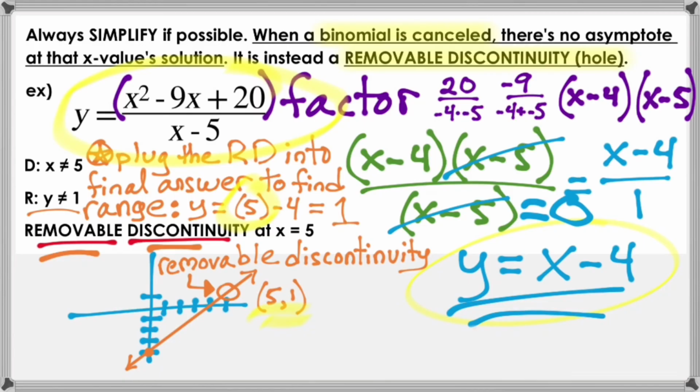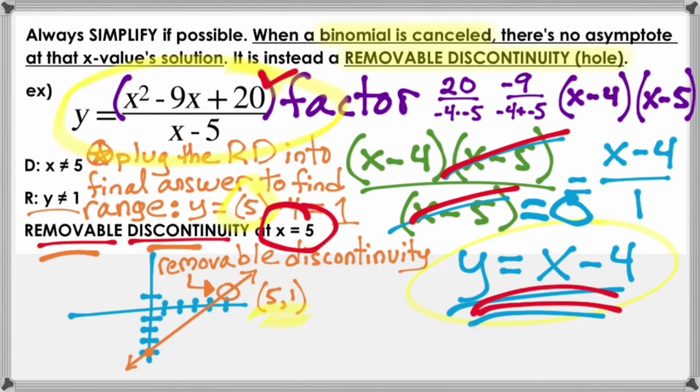I will give you a very quick overview. You always simplify to start things off if you are able to, and if you happen to have factors you can cancel out, then you're going to have a removable discontinuity. You then take that removable discontinuity value and plug it back into the function to know what range value you are not able to have in your final answer. And then visually it would look like an open circle.